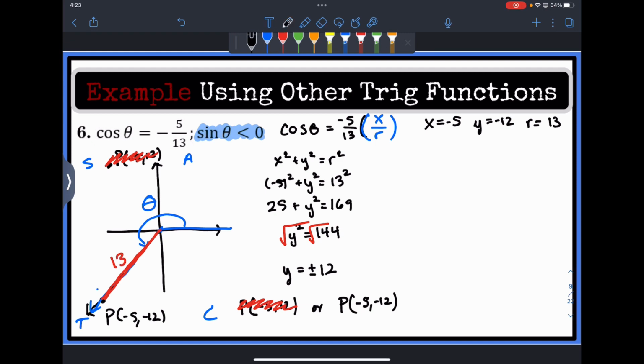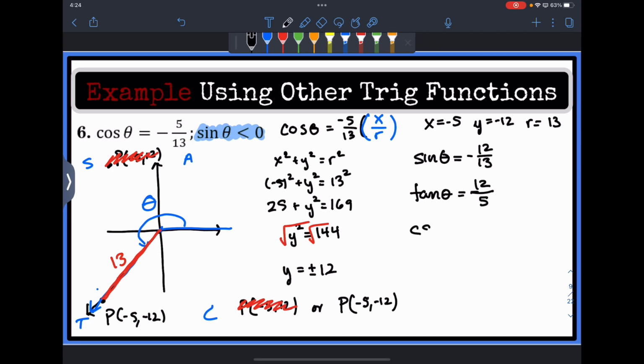So let's figure out the remaining trig functions. Starting off, sine of theta is negative 12 over 13. Cosine, we don't need to do, because that one's given to us. We were only looking for the remaining trig functions. So tangent is negative 12 over negative 5, so that's a positive 12 over 5.